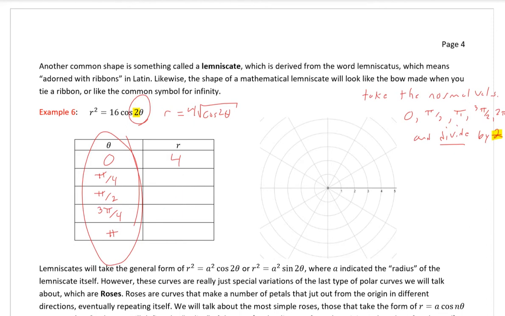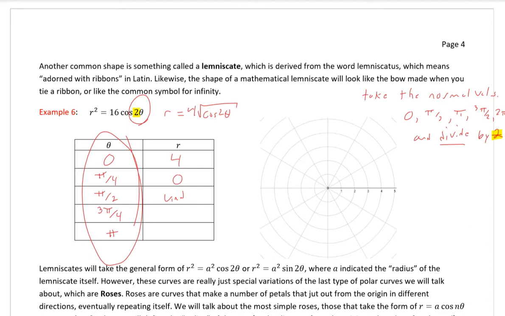We already did cosine of 0, but now we could try these other ones. We also technically did pi halves as well. We found that to be undefined. If we do pi fourths into here, cosine of 2 pi times pi fourths, so that would be cosine of pi halves, is 0. 4 times root 0 is 0. So we get something we can work with a little bit better.